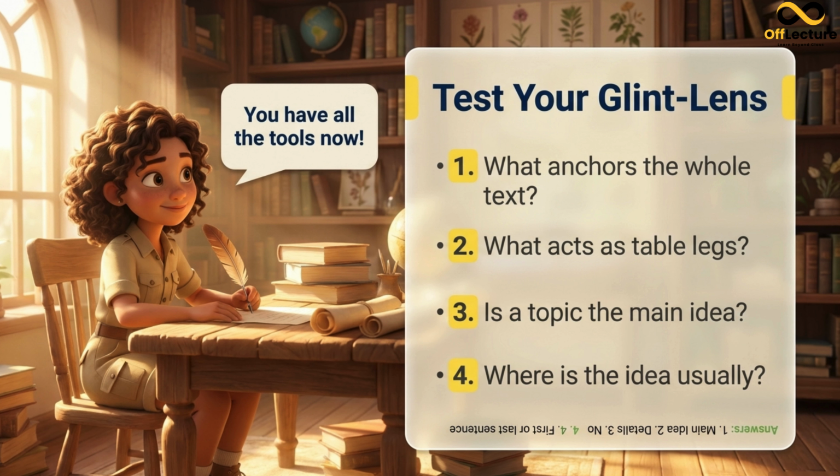Test your glint lens. You have all the tools now. 4 quick questions. What anchors the whole text? The main idea. What acts as table legs? Supporting details. Is a topic the same as the main idea? No. Where is the main idea usually found? First or last sentence? Answers. Main idea, details, no, and first or last sentence.